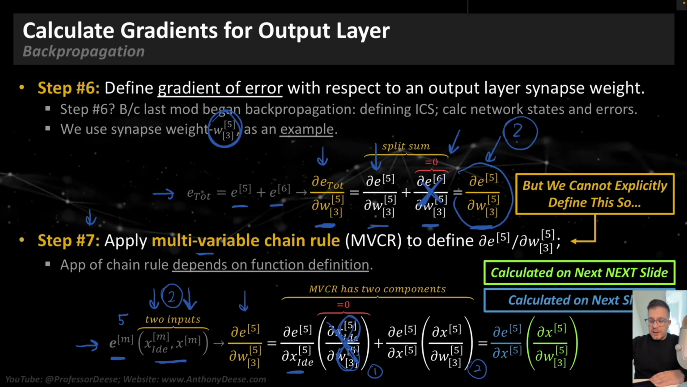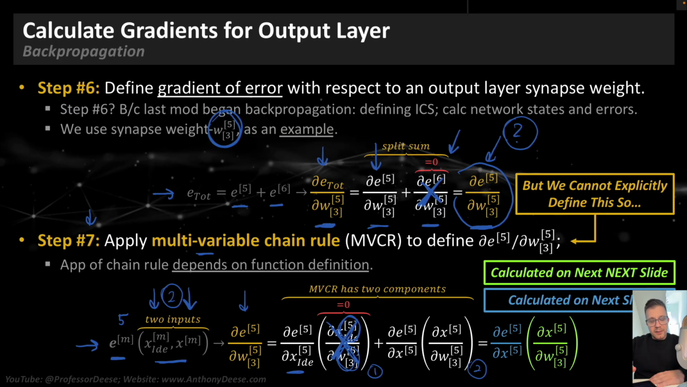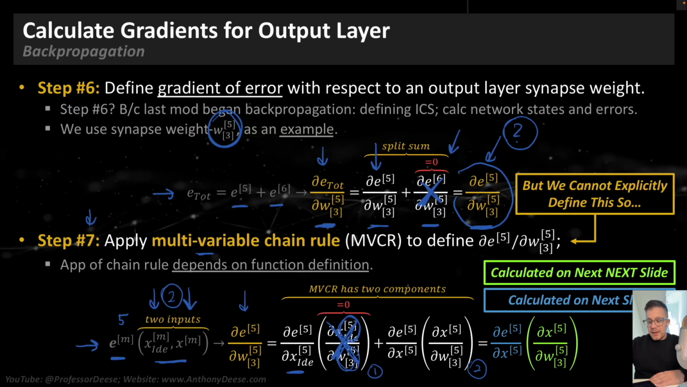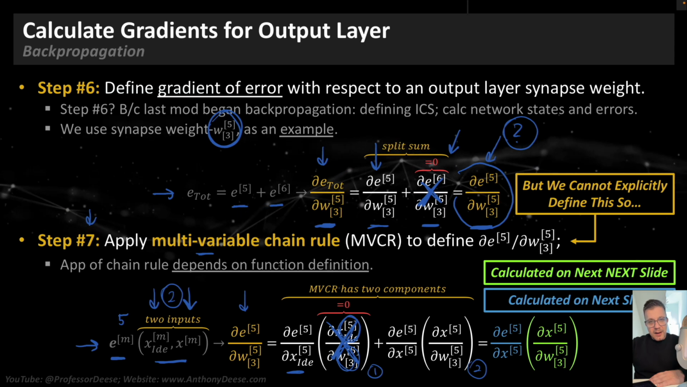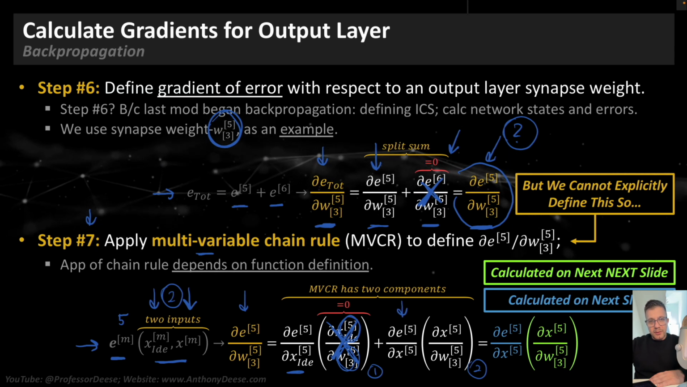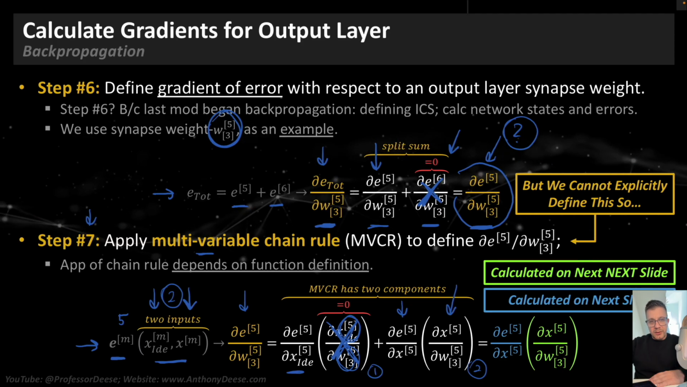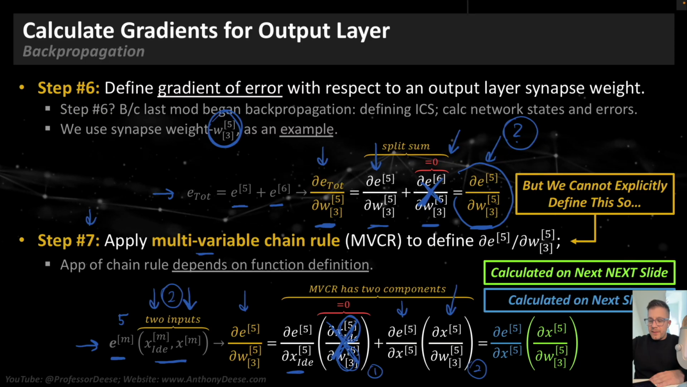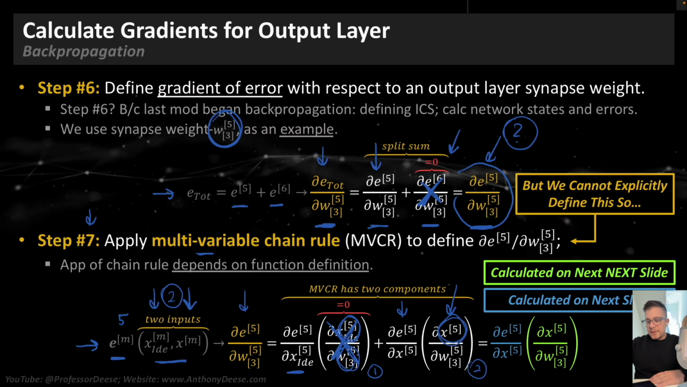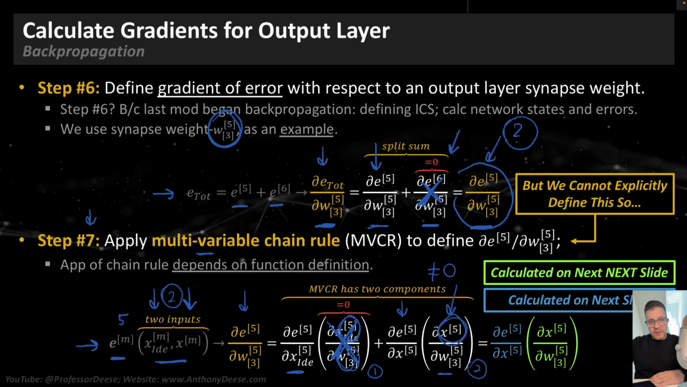Now this component is equal to 0. It goes away because the ideal state is a constant value and is not dependent on the synapse weight at all. The second additive component, however, is not equal to 0. It has 2 factors, the partial derivative of error component E5 with respect to state x5 times the partial derivative of state x5 with respect to synapse weight 3,5. Now we know that this state here is dependent on a weighted sum that is defined in terms of W35. As such, this partial derivative is not equal to 0.